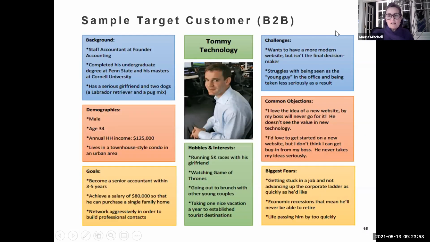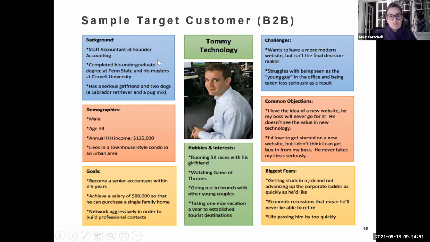So then here we have a B2B sample target customer. In this case, you're selling design services, website services, marketing services, and your target is going to be Tommy Technology at the business that you're targeting. So you need to learn more about a typical IT staff accountant. This one, he's a staff accountant at Founder Accounting. You can learn more about him by looking at your past customers or your competitors' past customers to see if you can generalize about a typical B2B staff accountant. And then you'll learn more about how to target them.